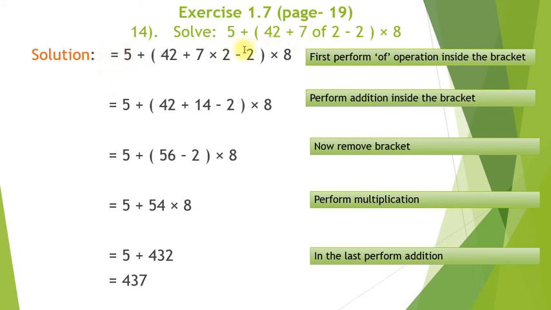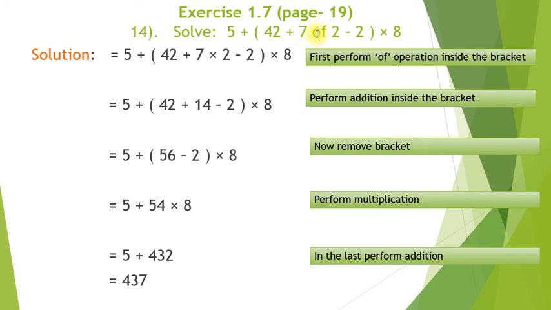Equal to 5, we have to solve the operation inside the bracket first, then we will open the bracket. As I have told you earlier, if there is more than one operation inside the bracket, then solve the operations inside the bracket by applying the BODMAS rule. So first we have to solve the operations inside the bracket. Now you can see over here there is 42 plus 7 of 2. So first of all we will solve this OF operation.